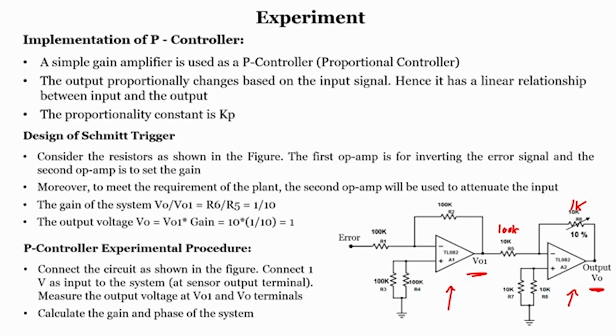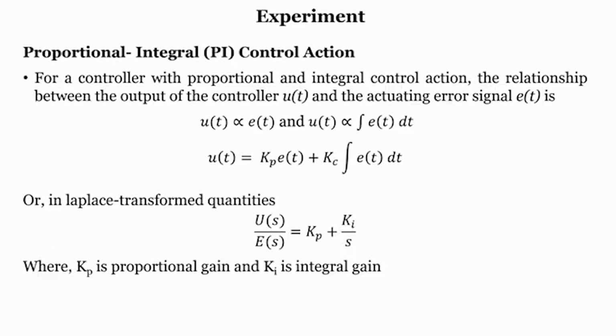Now, as far as the experimental procedure is concerned, we can connect the circuit as shown in the figure. We can connect 1 volt as input to the system, which is right over here, measure the output voltage at Vo1 and Vo, and calculate the gain and phase of the system. So, this is how we can implement the experiment.